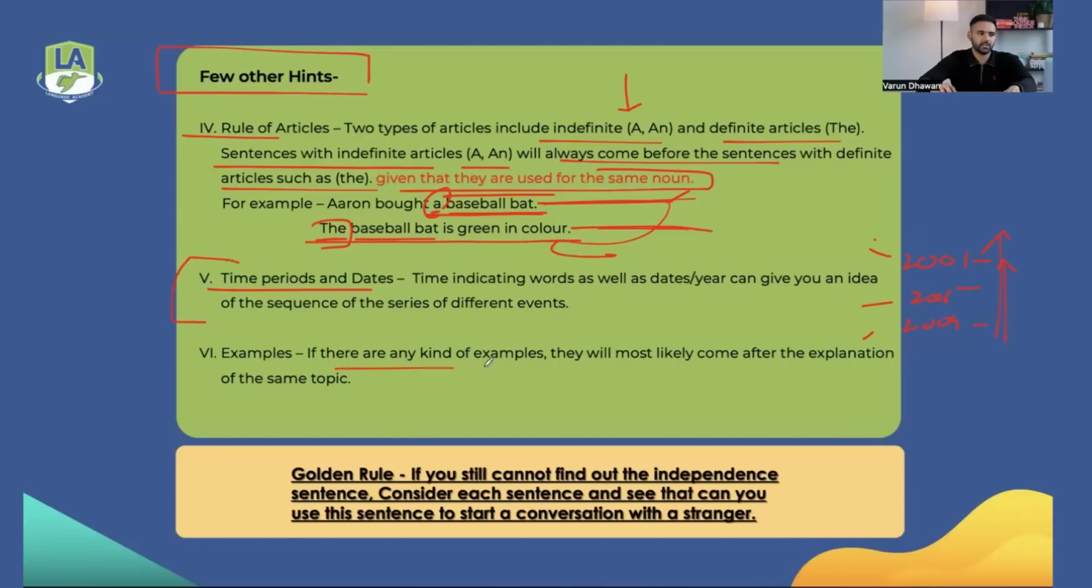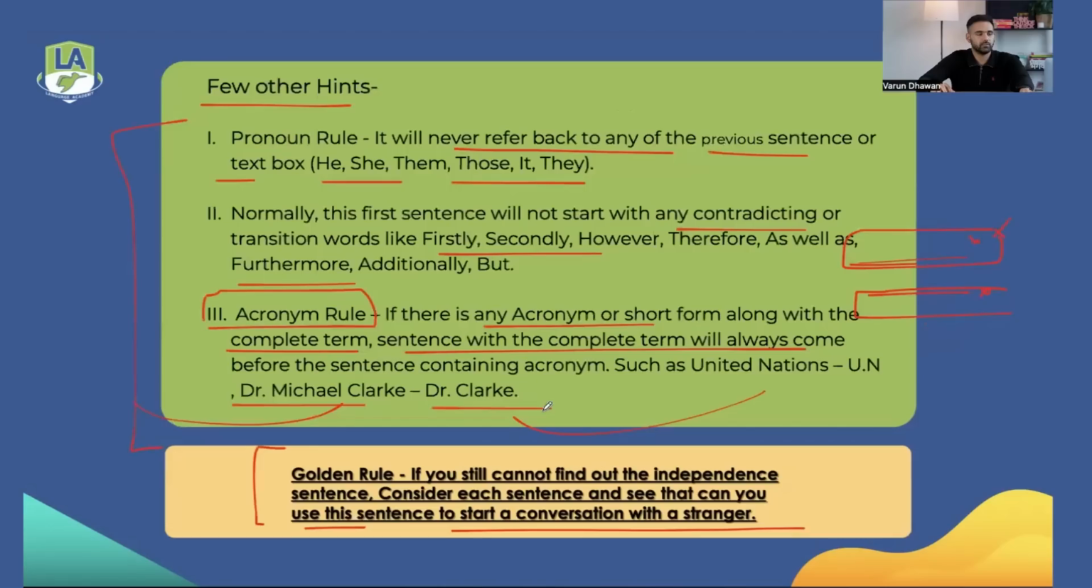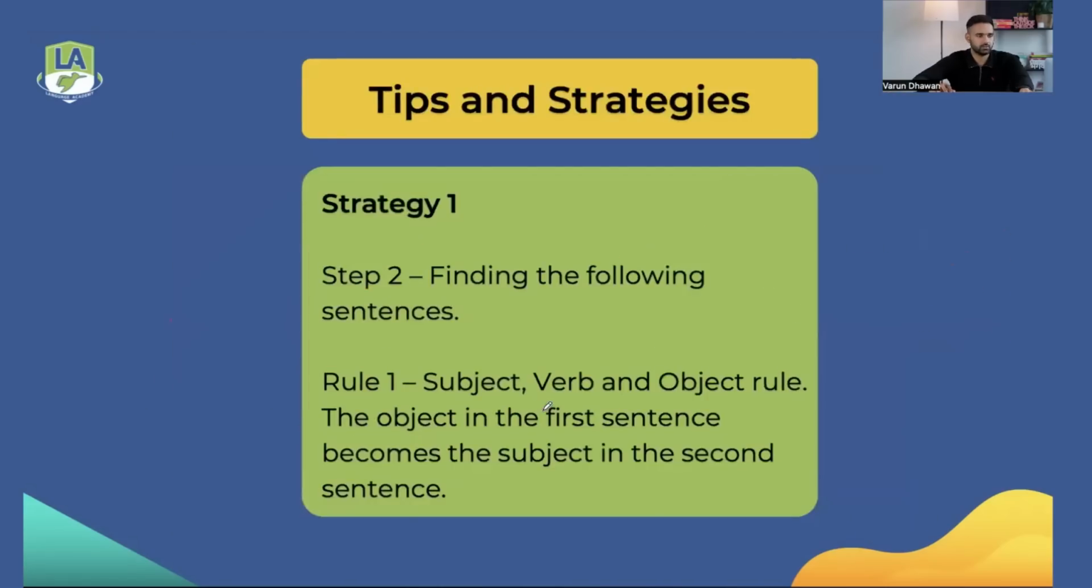If there are any examples, they will always come after the explanation. So if there's any example of anything, you have to make sure you put the explanation before that. So these are a few of the things you have to keep in mind when you figure out your first sentence and the following sentences as well.